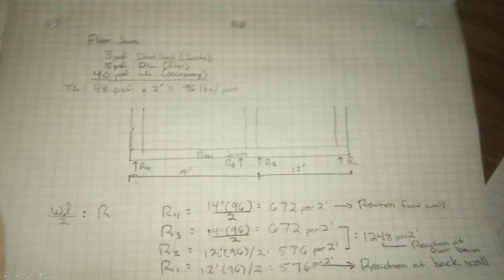Reaction 2 is 12 feet times 96 divided by 2 is 576 per 2 feet. You're going to add those together for the reaction of the floor beam, which will be right here. For reaction 1, you have 12 feet times 96 divided by 2 is 576 per 2 feet. And that's the reaction at the back wall.